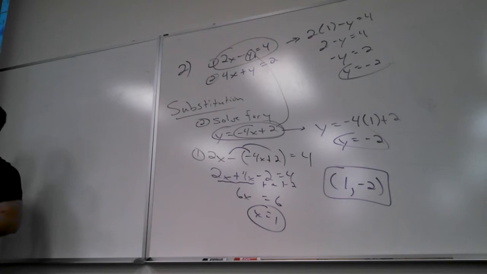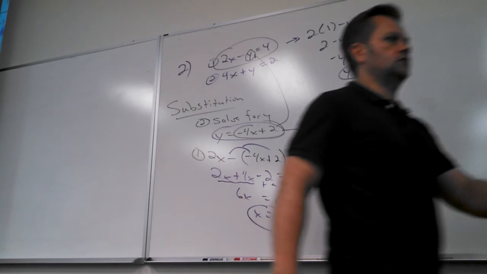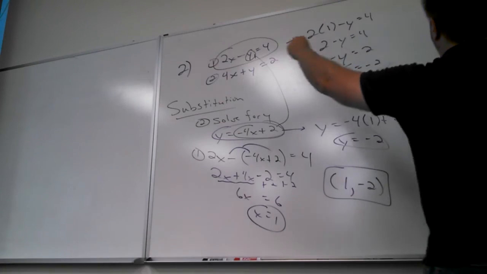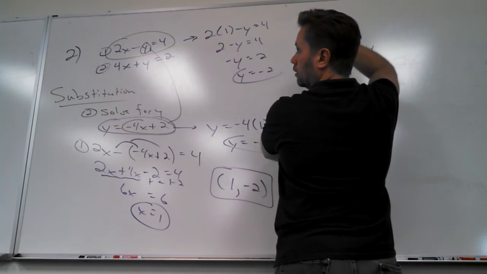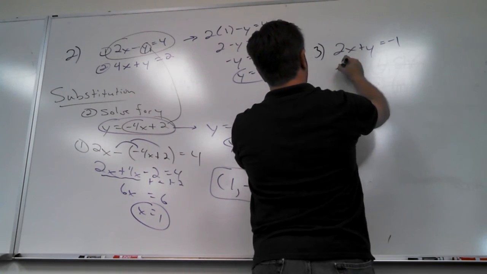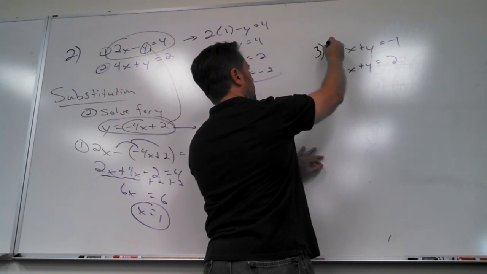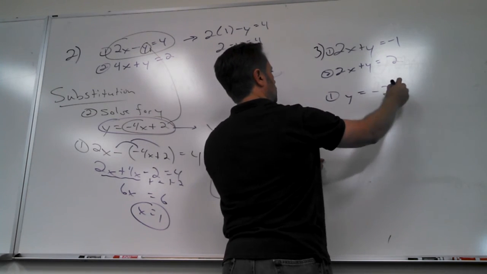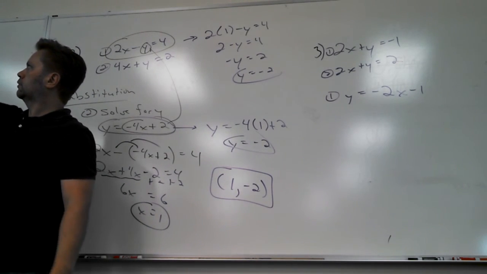So what do you think the answer is if you had two parallel lines? Let's try this one, and then we'll head out. So number 3, how do I do substitution on number 3? Yeah, I can solve for y, one of these. It doesn't matter which one. So if I take the first one and solve for y, I get y equals negative 2x minus 1. Which we already did.